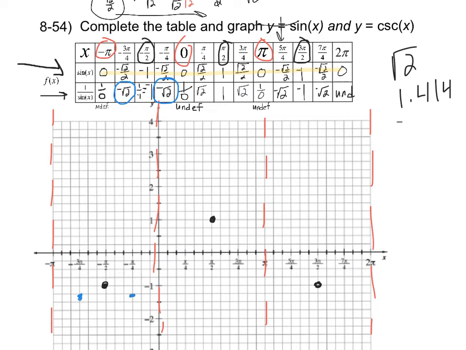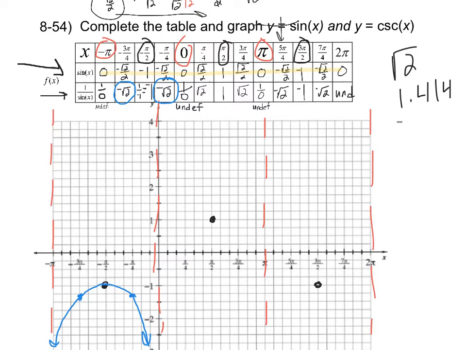Now, if I was to connect these, here's what's happening. I'm actually creating this type of graph. Kind of looks like an upside down parabola, and we'll talk about why in a few more minutes. Let's finish graphing the inverse sine.